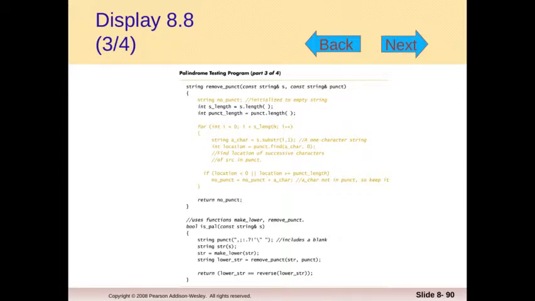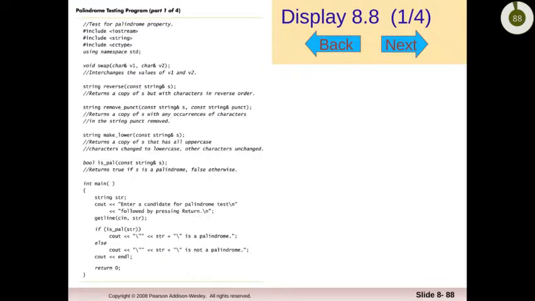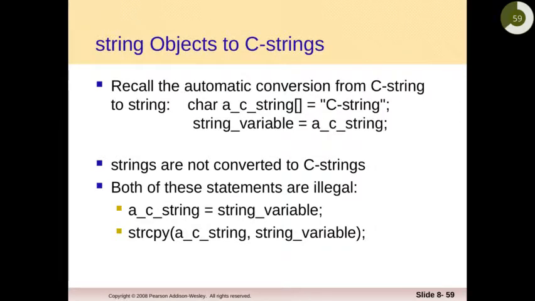Okay, then let's go back to this here. I told you that we can often use C-strings and string objects together. For example, when we wanted to initialize a string object, we could use a C-string literal to do so. And there was, so to speak, an automatic conversion going on from this C-string literal to the string object. The other way around, it's not so easy.